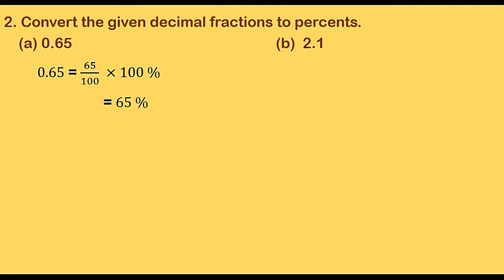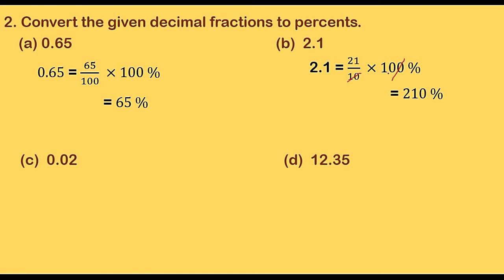B. 2.1. So in fraction I can write it as 21 upon 10. To convert to percent I will multiply by 100. So multiplying by 100, it is 21 multiplied by 10. So we get 210%. Question number 2 has 4 parts, A, B, C and D. So let's go to the next ones, C and D.